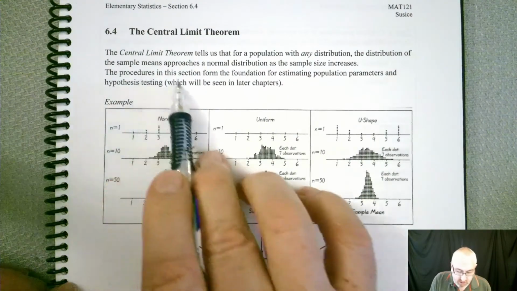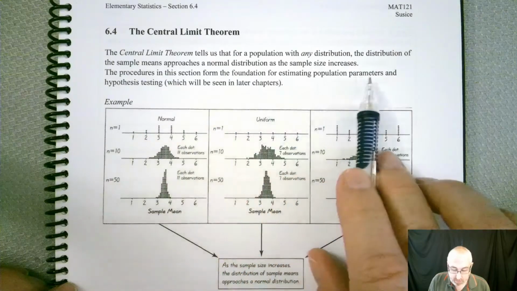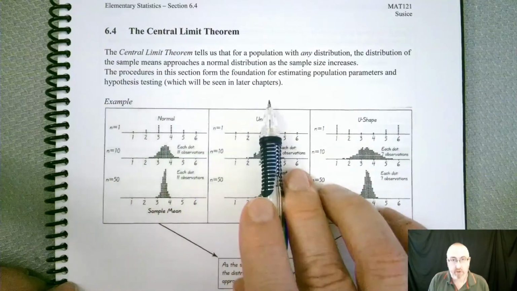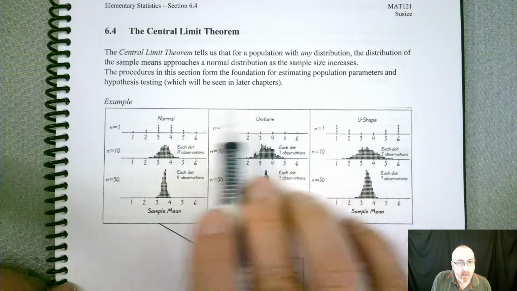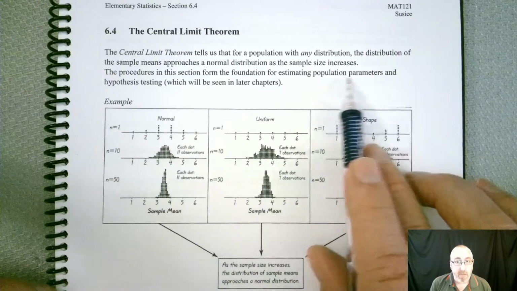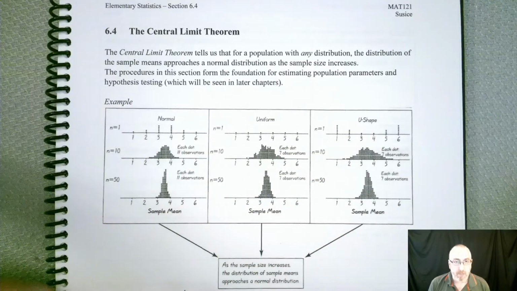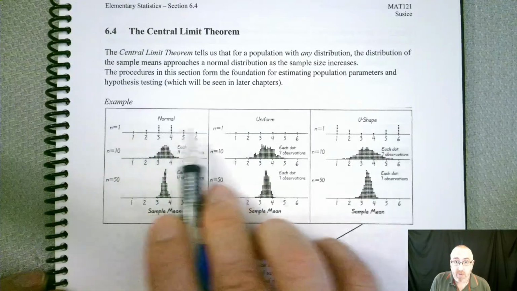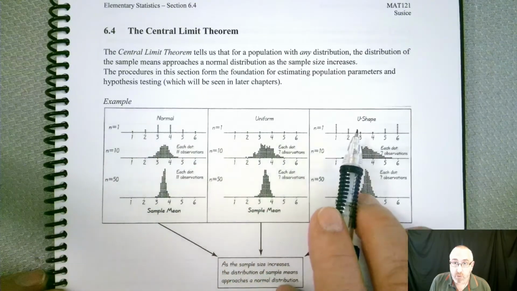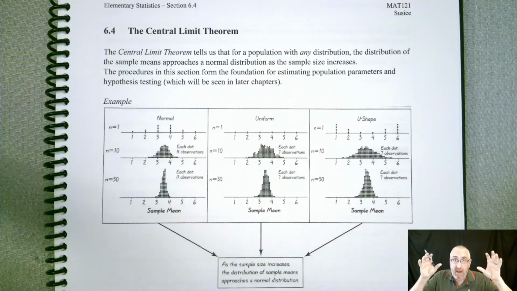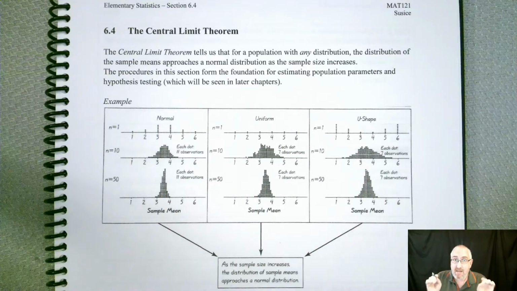The procedures in this section form the foundations for estimating population parameters and hypothesis testing, which will be seen in later chapters. Unfortunately, we don't get to hypothesis testing, but we will be doing some estimating of population parameters in the next chapter. All right, so we're going to look at three cases: a normal, a uniform, and a U-shaped. The first thing you have to understand is that we're looking at a population that has that distribution.